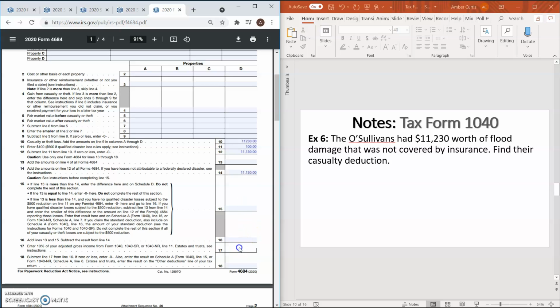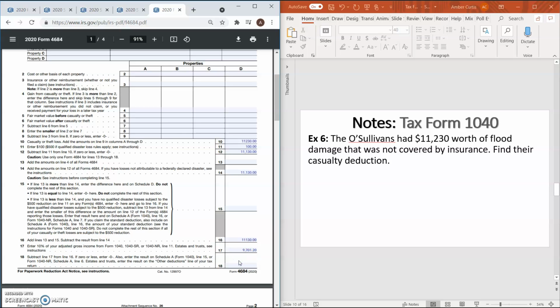And then we're going to jump down to 17, which says we need 10% of the adjusted gross income. If you remember from before, the adjusted gross income was $97,012. So 10% of that is $9,701.20. On line 18, it says we're going to subtract our 14 or 16, which is just going to be the same as 14. So we're going to subtract these two here, 17 and 16.